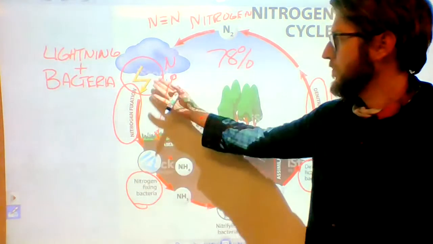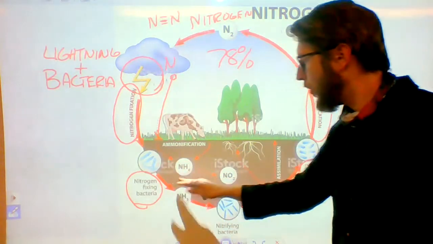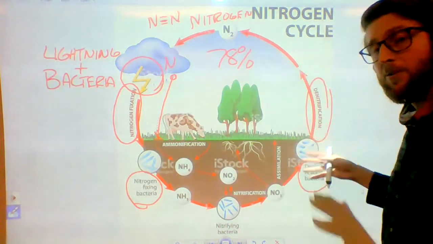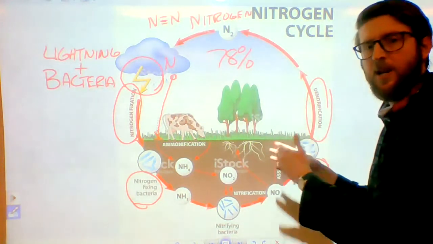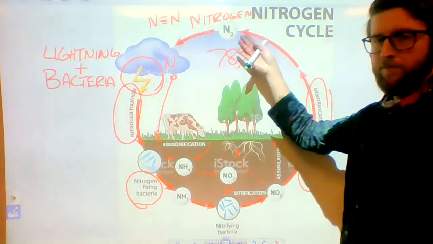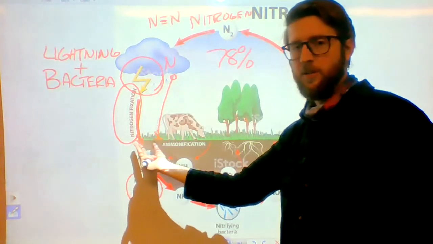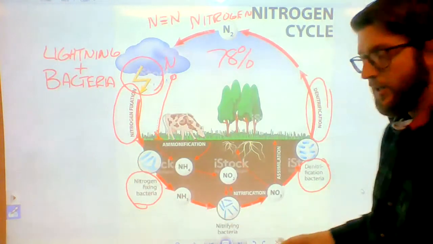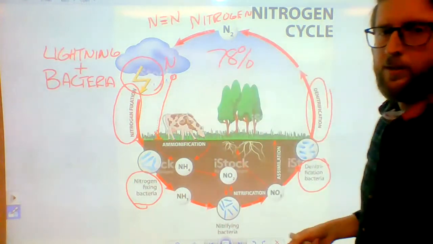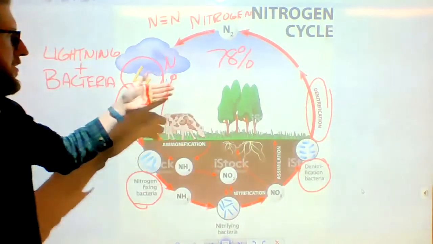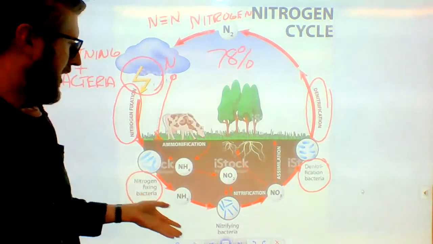So bacteria can fix nitrogen and put it into the soil, or other bacteria will then unfix the nitrogen and put it back into the air. And then other bacteria will fix the nitrogen and put it back into the soil, and then other bacteria will unfix it and put it back into the air. Okay. And occasionally you get a thunderstorm, there's lightning, and then that helps out too. But for the most part, it's these bacteria.